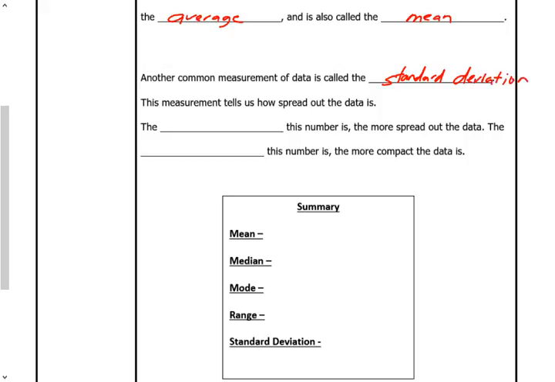And it measures the spread of the data. And the larger this number is, the more spread out it is. The smaller the number is, the more compact it is.